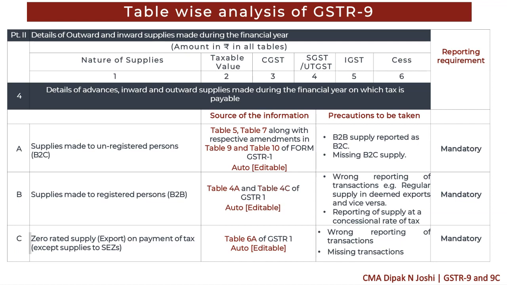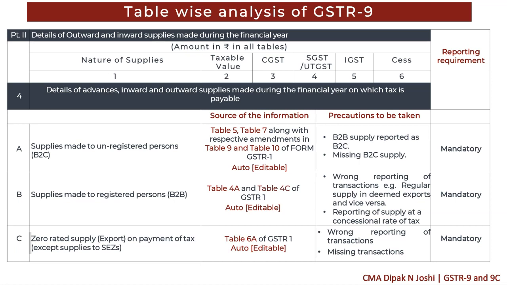Now in table 4A, a registered person is required to report information of supplies made to unregistered persons. That is B2C. And again, the source of the information of this table 4A is table 5 and table 7 of form GSTR 1 along with the amendments made in table 9 and table 10. Now this table is auto-populated, but you can edit the information of B2C.